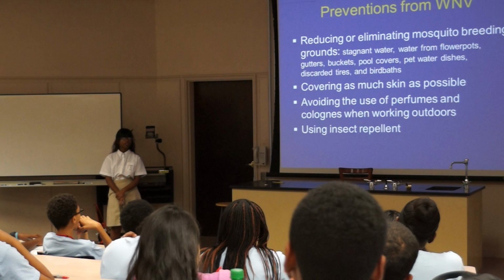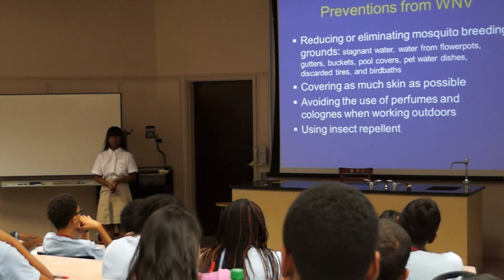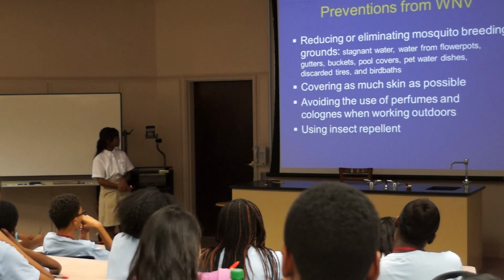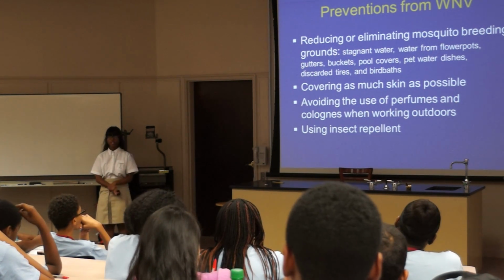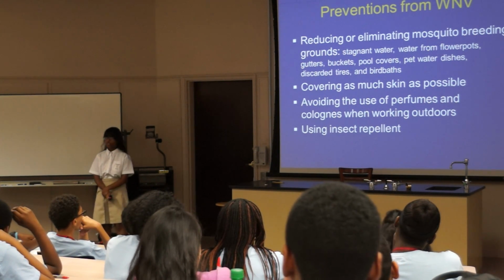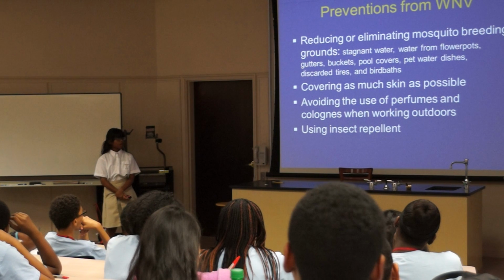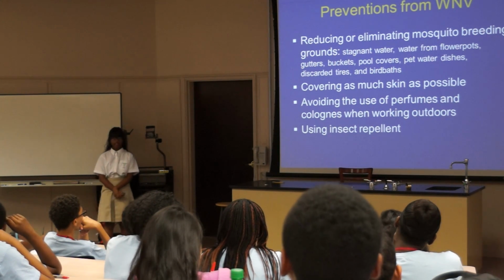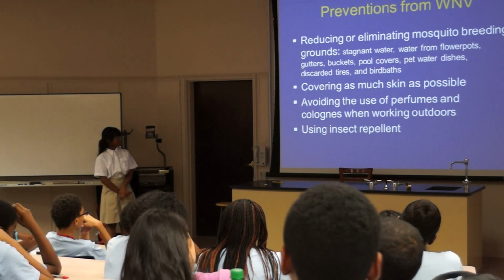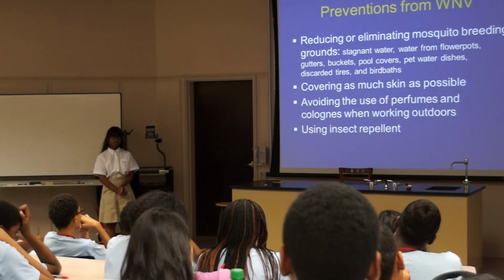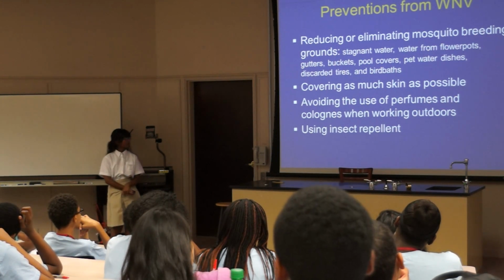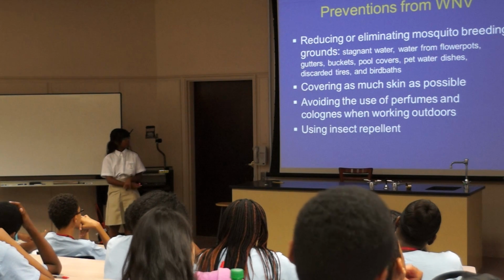Prevention from WNV. Since there's no cure, preventing yourself is probably the best way of not contracting the virus. One is reducing or eliminating mosquito breeding grounds. And this can be stagnant water, water from flower pots, gutters, buckets, pool covers, pet water dishes, discarded tires, and bird baths. Covering as much skin as possible will also keep mosquitoes away from you, and avoiding the use of perfumes and colognes. Also, using insect repellent is probably the easiest way to prevent getting WNV.